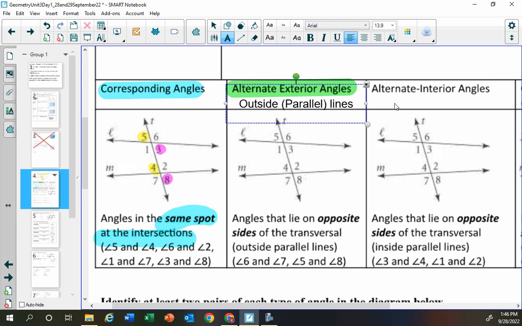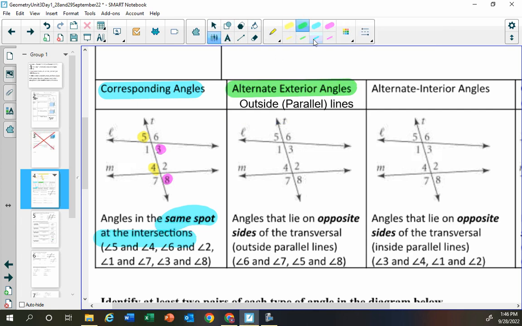So outside parallel lines. We listed the examples. For instance, angle 5, angle 8. They're outside, but they're going to be opposite. Notice how 5 is on the left side, 8 is on the right. Do we see that in the diagram? Similarly, 7, 6. Notice how 6 and 7, they're outside, but they're opposite of the transversal.